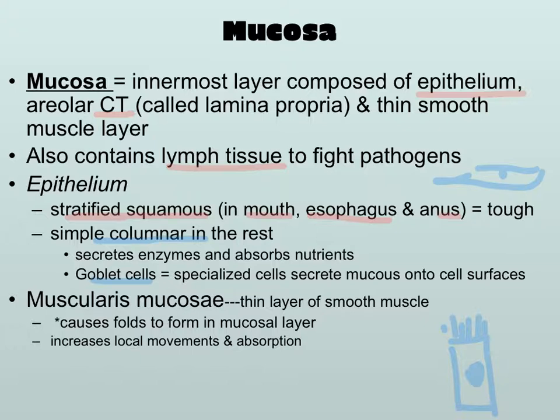Finally, we have a layer called the muscularis mucosa. So it's a layer of muscle that's actually associated with the mucosa, and it's very, very thin, smooth muscle, which means that it's not under our voluntary control. And what's really cool about the muscularis mucosa is that it causes regions of the digestive tract to fold.